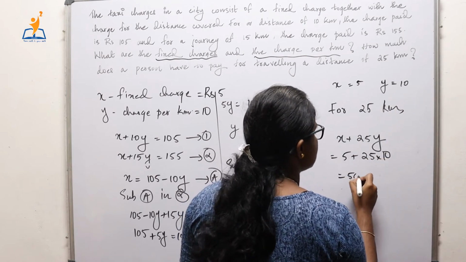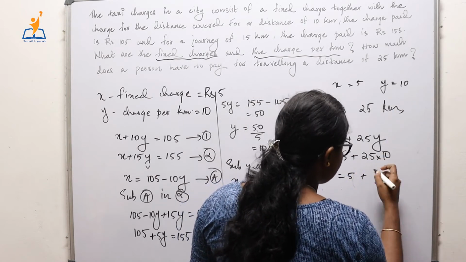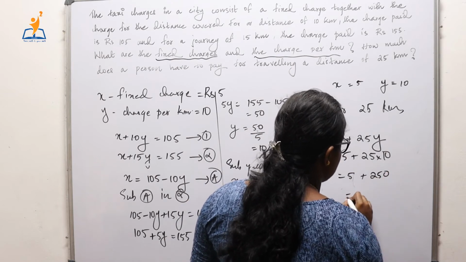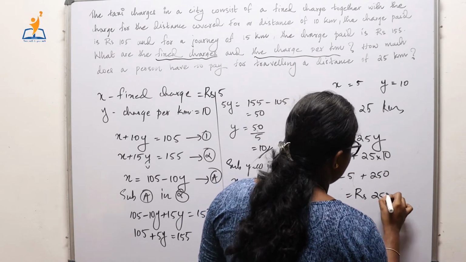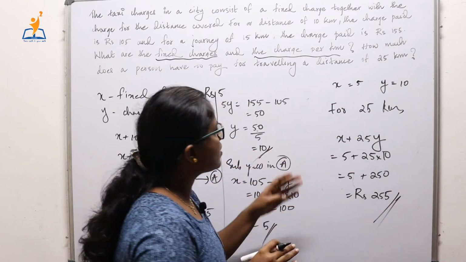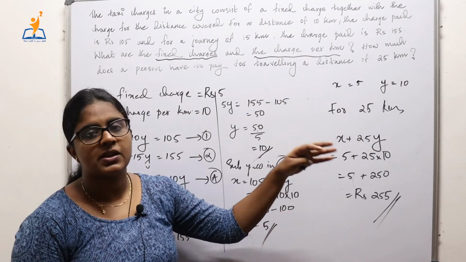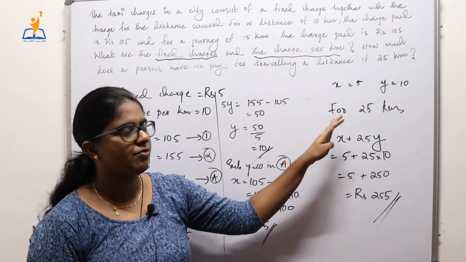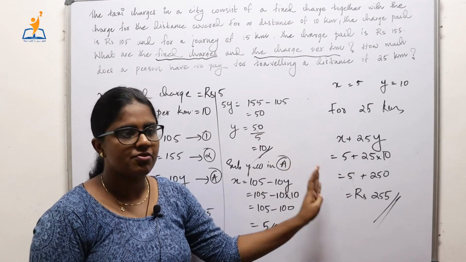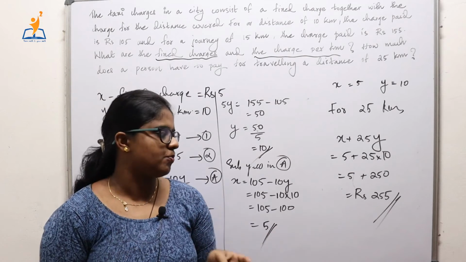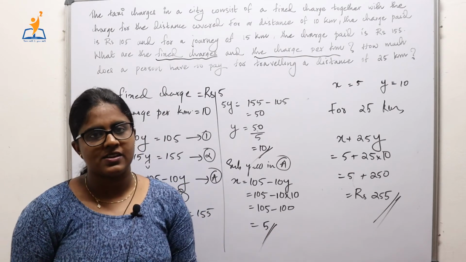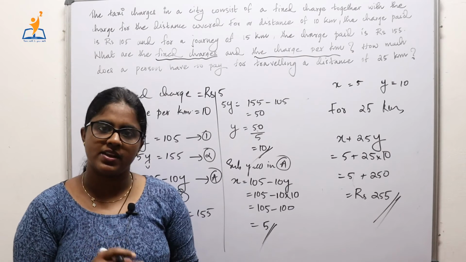So 5 plus 250, that is 255 rupees. So we got the fixed charge as 5 rupees, the charge per kilometer as 10 rupees, and finally we found that for 25 kilometers one has to pay rupees 255. So that is the answer. Now we shall move to another question.